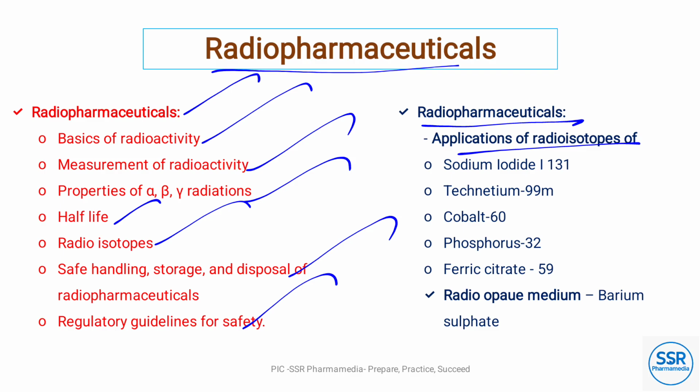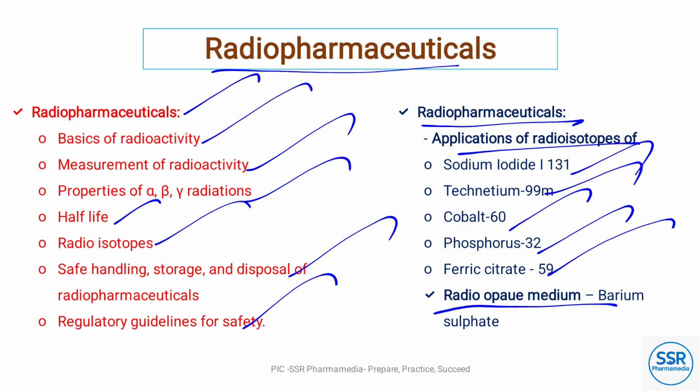These are all the compounds given in the MRB syllabus as well as in the subject syllabus: sodium iodide 131, iodine 131, technetium 99m, cobalt 60, phosphorus 32, ferric citrate 59, and finally the last topic, radio-opaque medium, where the compound is barium sulfate. These are all the topics under radiopharmaceuticals we are going to cover.